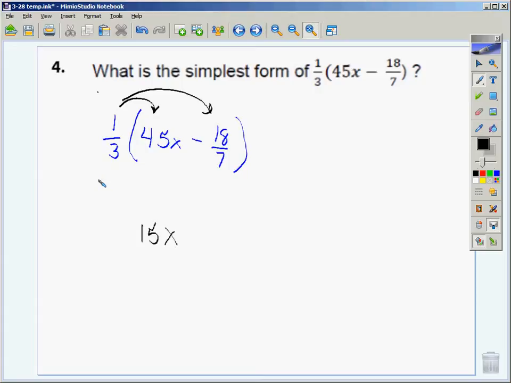On this one, again, I know it's going to end up being negative, and I could look at this and simplify it. How many times does 3 go into 18? 6. So this would end up being a negative 6 over 7. Go ahead and multiply 1/3 times a negative 18/7 and make sure that you get a negative 6/7.